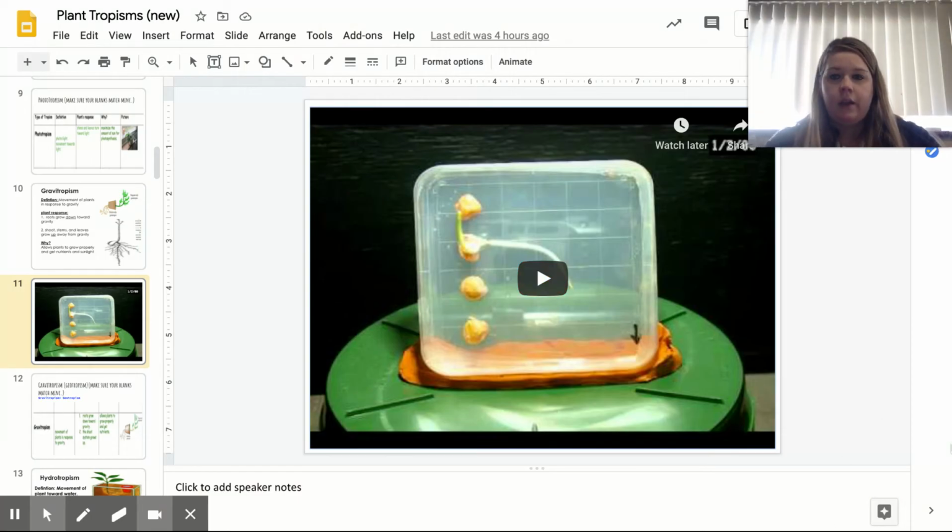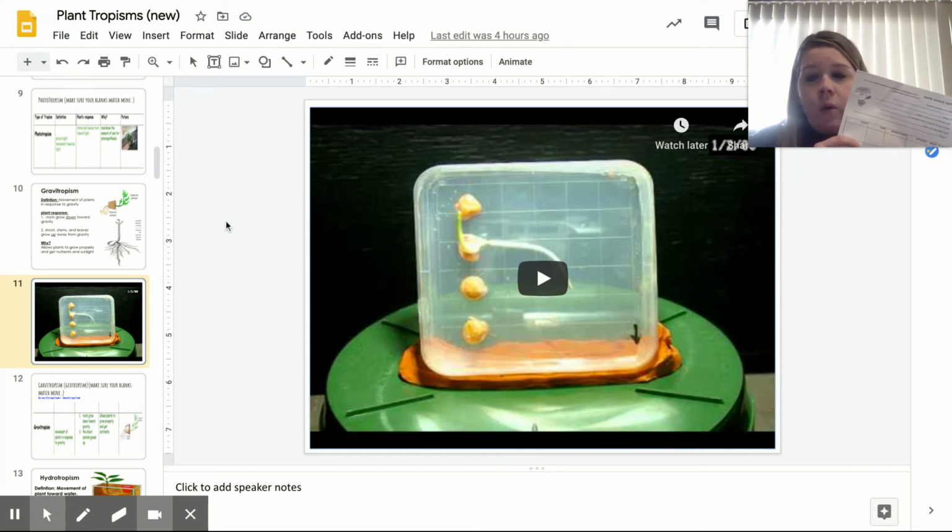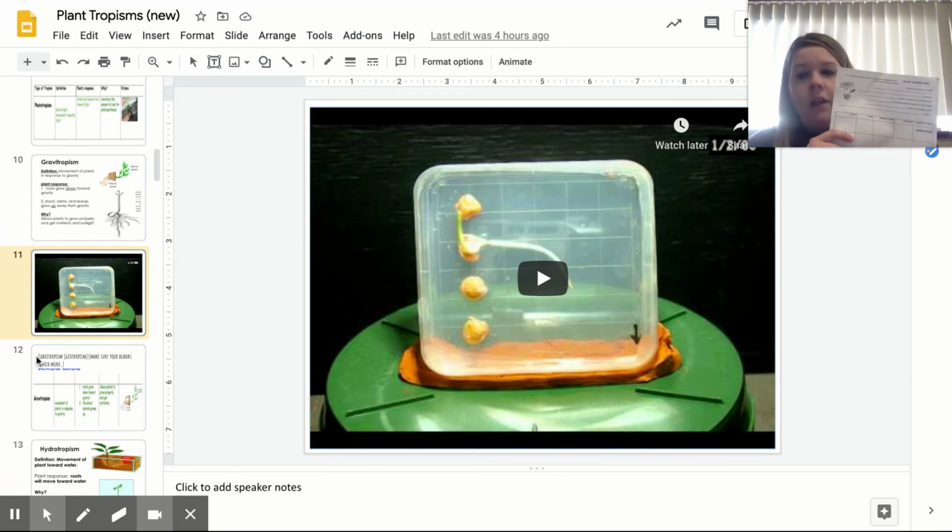Okay, so after watching that video, you saw that the roots were growing down because gravity forces them to grow down. Okay, and then the shoot, the stem, is going to grow up, away from gravity, okay?